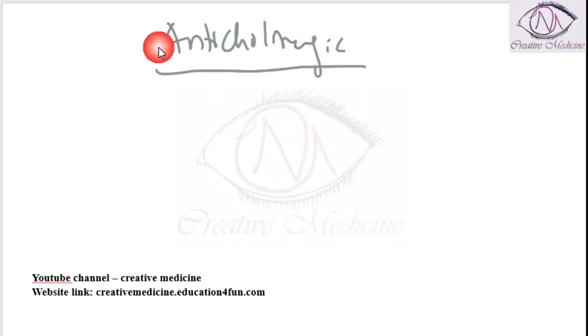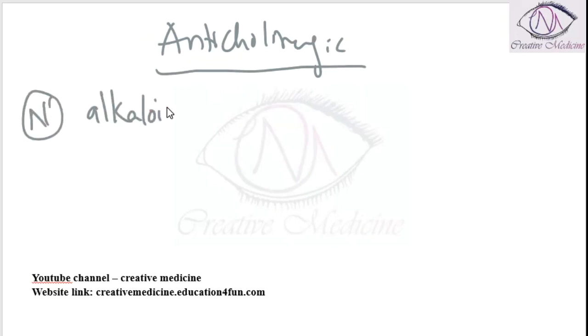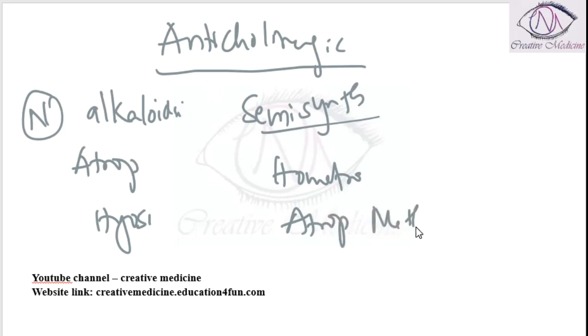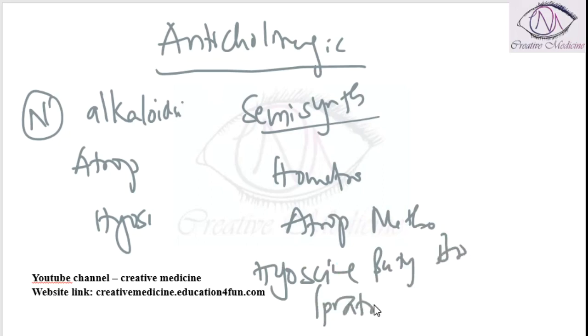The classification of anticholinergic drugs: we have natural alkaloids. These natural alkaloids are atropine and hyoscine. Then we have semi-synthetic derivatives like homatropine, atropine methonitrate, hyoscine butyl bromide, ipratropium bromide or tiotropium bromide. All these are semi-synthetic anticholinergics.